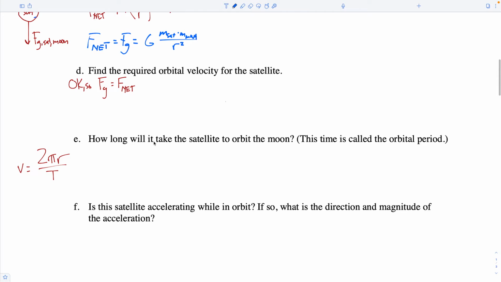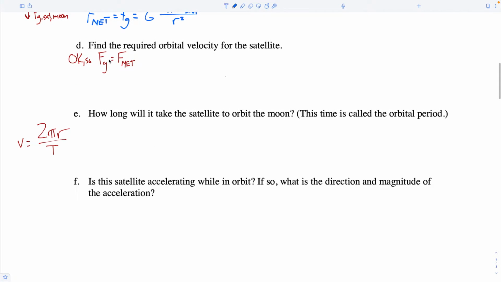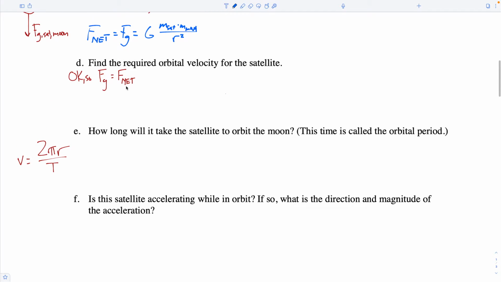Okay, now it's saying, all right, find the required orbital velocity for the satellite. Well, again, we know that the force of gravity equals the net force.